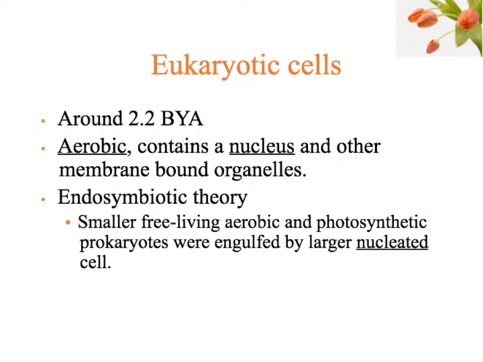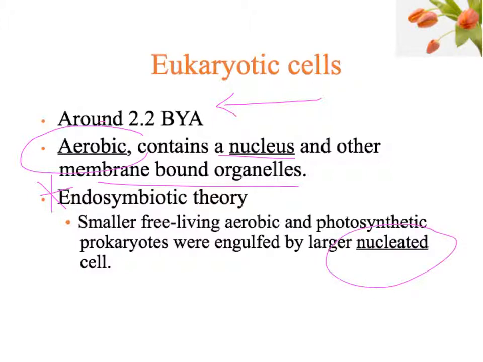So our first eukaryotic cells, we have hypothesized that they showed up around 2.2 billion years ago. And of course, at that point in time, they're aerobic. We have oxygen in the atmosphere, we have a nucleus, and we have other membrane-bound organelles. We talked about the endosymbiotic theory, where we had smaller, free-living, aerobic, and photosynthetic prokaryotes that were engulfed or taken in by these larger nucleated cells. And so now we have what we call the mitochondria and chloroplast inside of plant and animal cells.